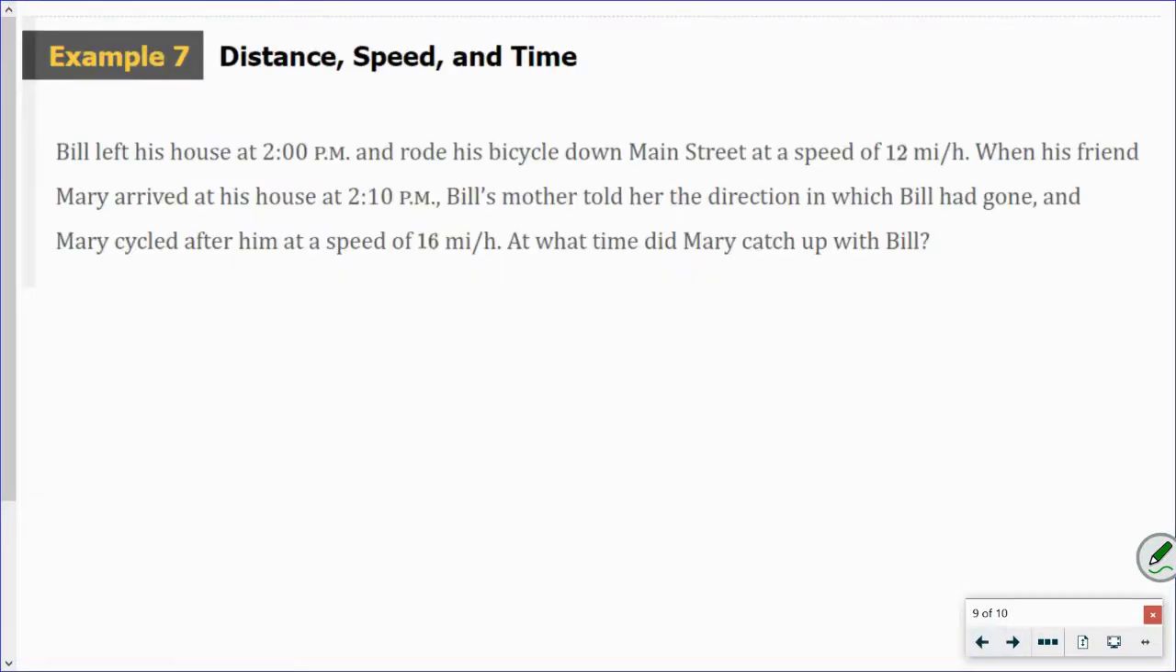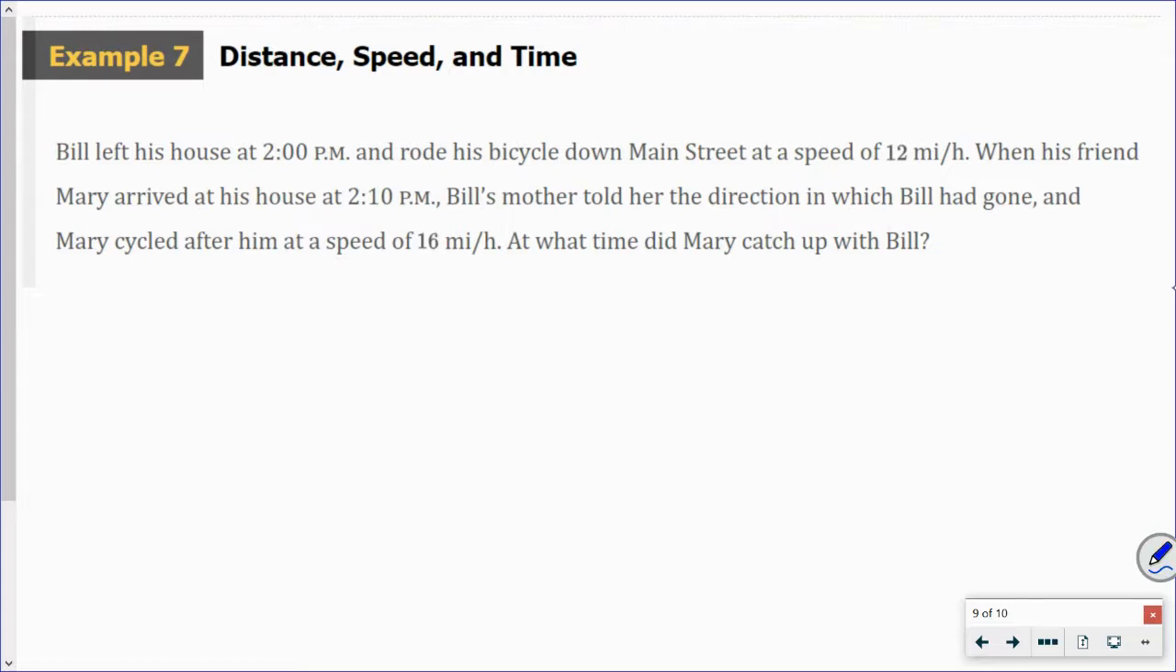Oh, last one here. Bill left his house at 2 p.m. and rode his bicycle down Main Street at a speed of 12 miles per hour. When his friend Mary arrived at the house at 2:10 p.m., Bill's mother told her the direction in which Bill had gone, and Mary cycled after him at a speed of 16 miles per hour. At what time did Mary catch up with Bill?